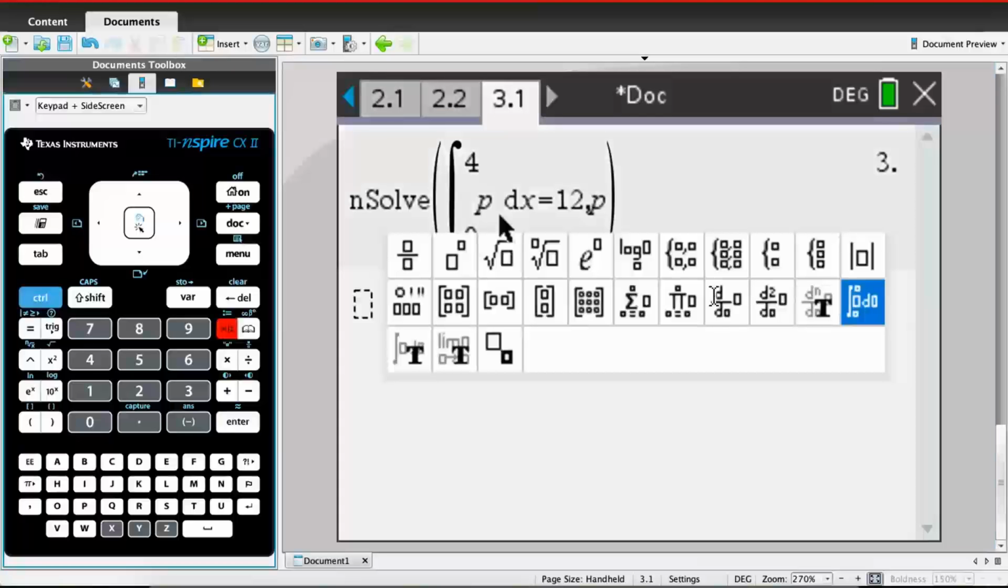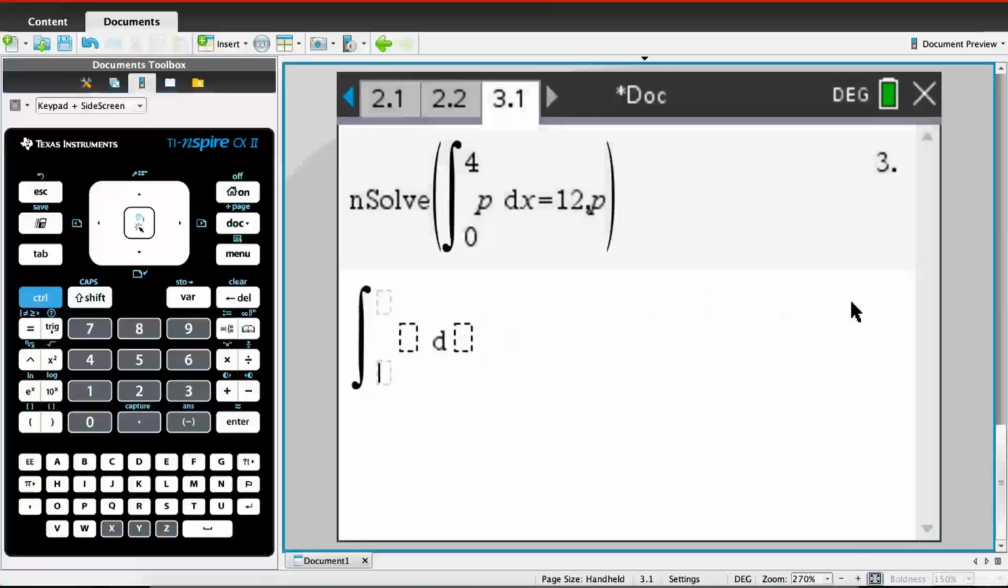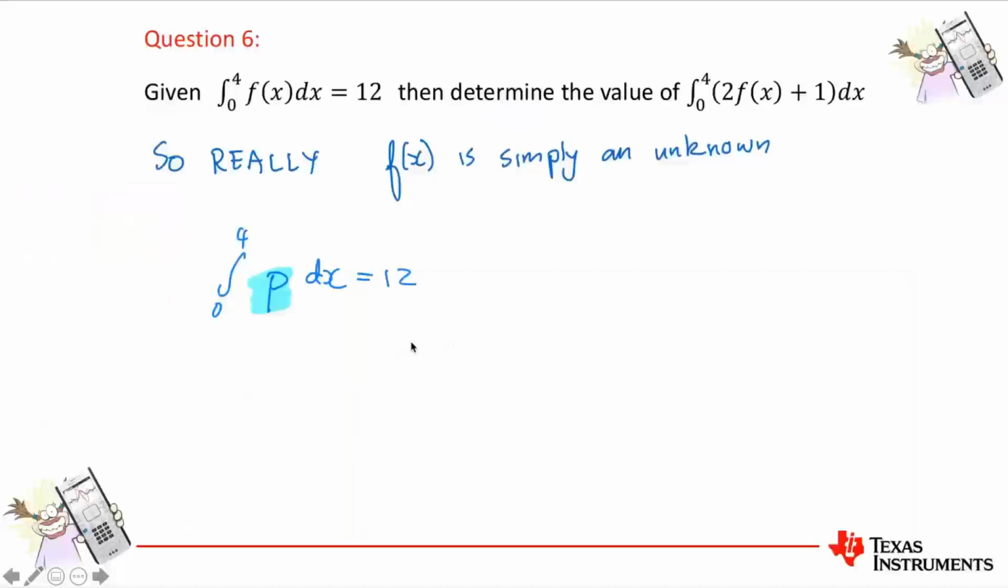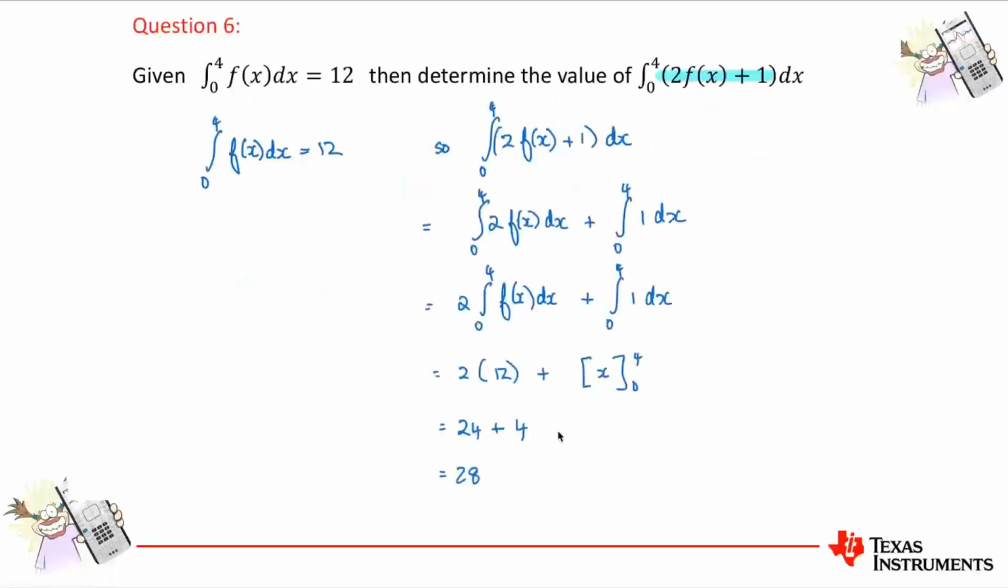Let's now use the same integral tool again. Now I want to go from 0 to 4. My unknown is 3, and I want 2f of x plus 1, so I've just got 2 times 3 plus 1 here. And on to 28, exactly what I got showing my working out, pen on paper.